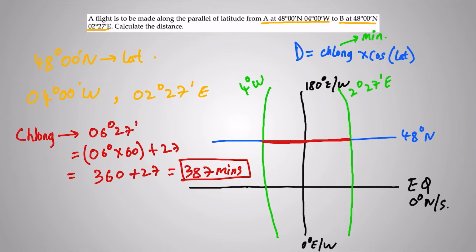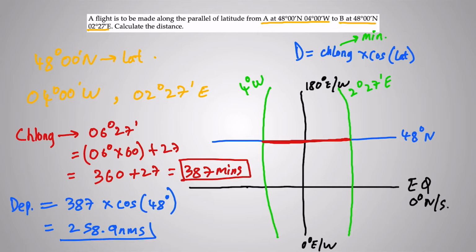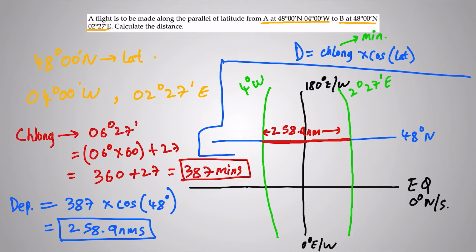Now I'll just substitute everything in the formula. So it will say departure will be equal to 387 into cos 48. And that is the departure. So 258.9 nautical miles is this. Okay, very easy. So yeah, again, as long as you know how to calculate the change in longitude, these questions will be easy for you. Let's go on to the next type of questions.